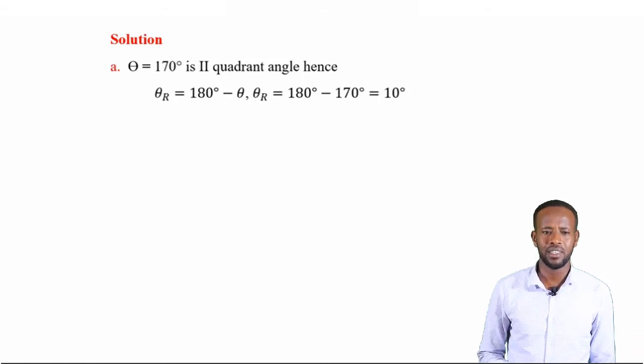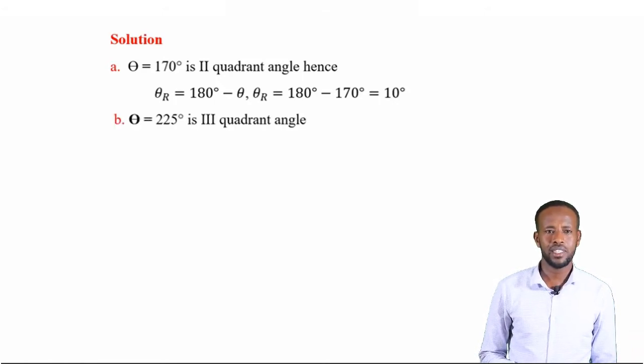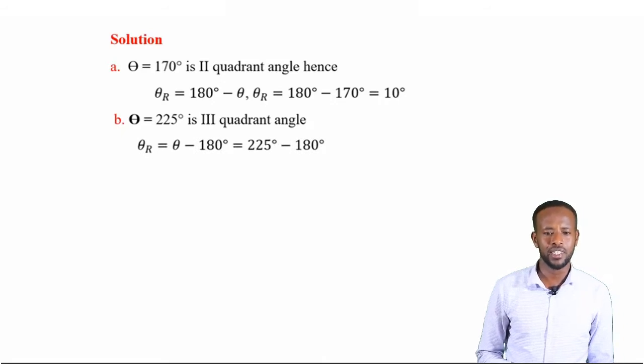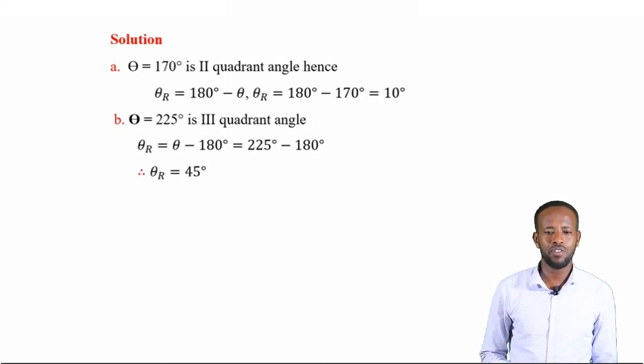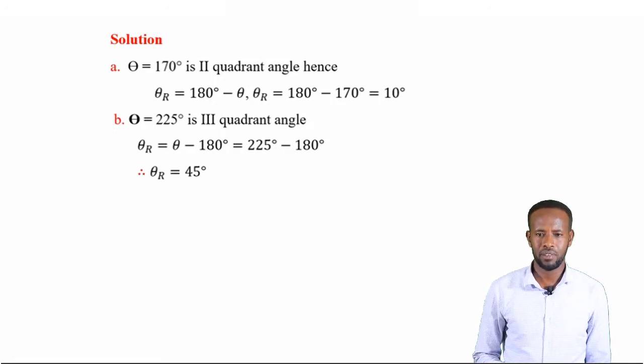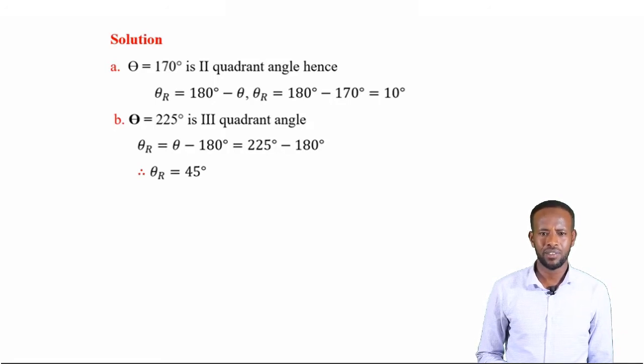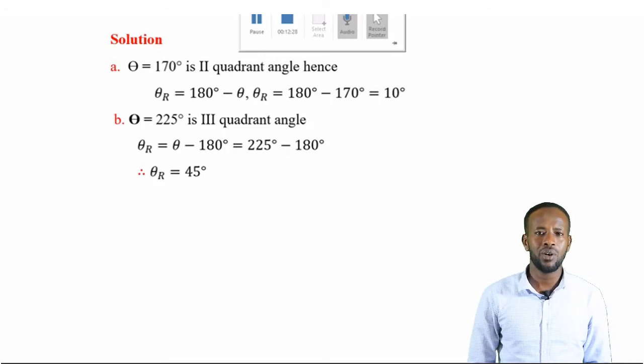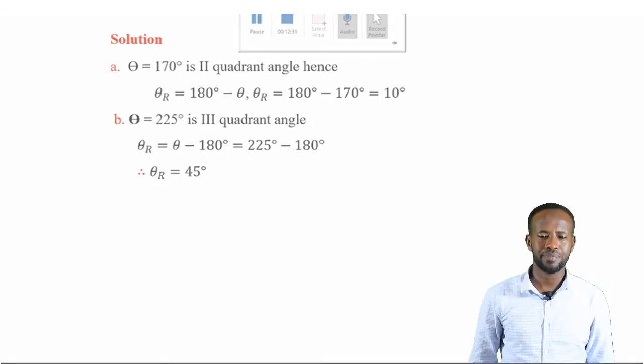B, theta equal to 225 degree is a third quadrant angle. Remember how to find it: when the angle is third quadrant, the reference angle is obtained by the given angle minus 180 degree. So 225 degree minus 180 degree will be the reference angle. Then theta R will become 45 degree. I hope that you get these answers easily. Therefore, this is the answer of our first activity.